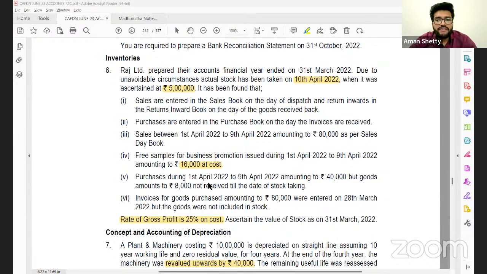Therefore, now write down 5,80,000 minus 32,000. Outer column, 5,48,000. Next.